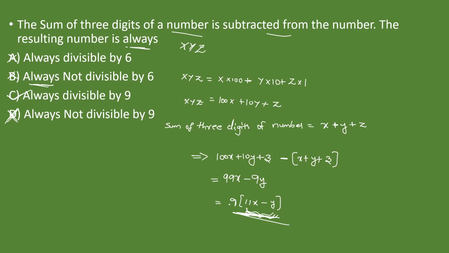And the resultant, that means the output, is always divisible by 9. Right. Next, we will move to our next question.